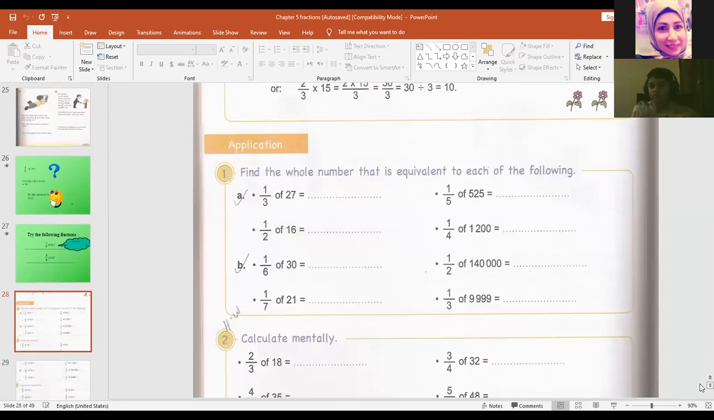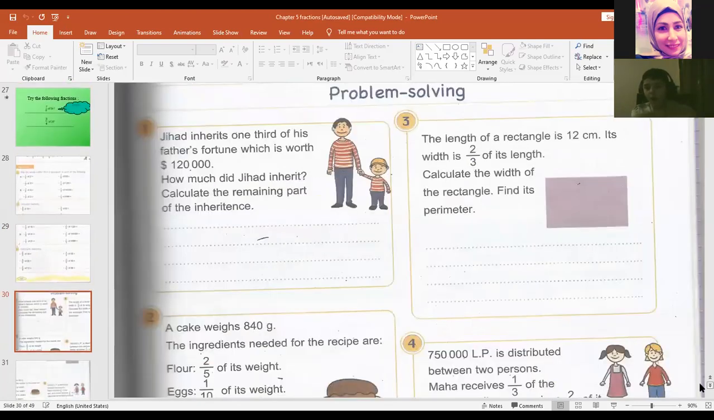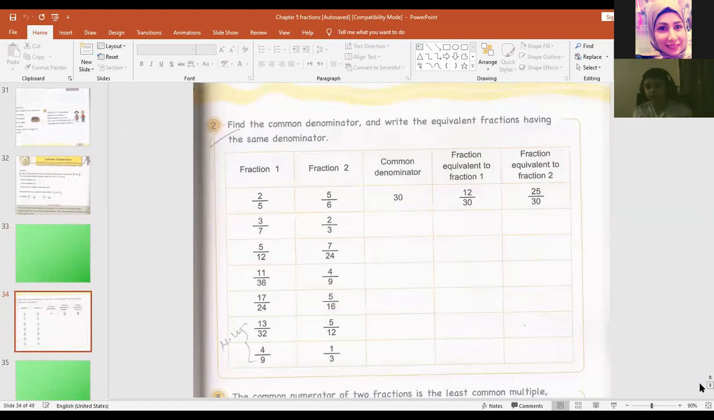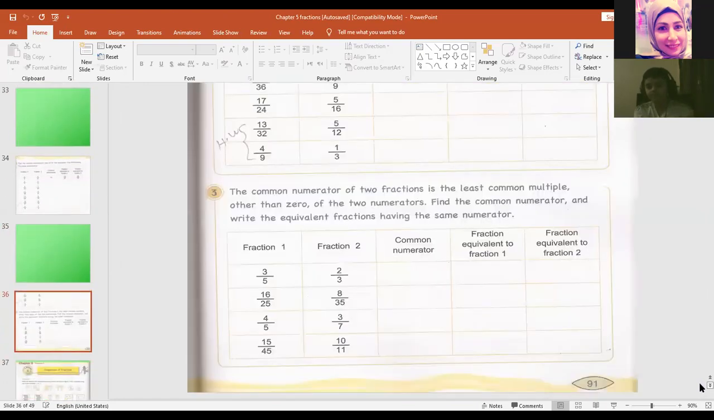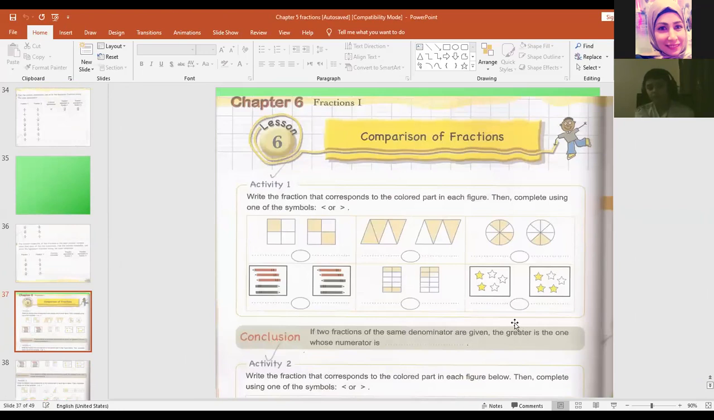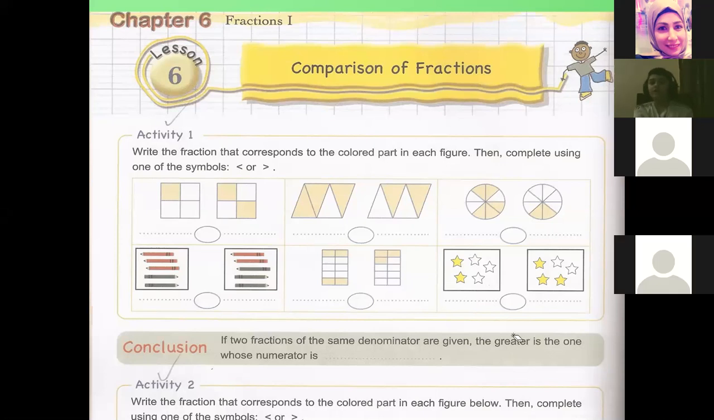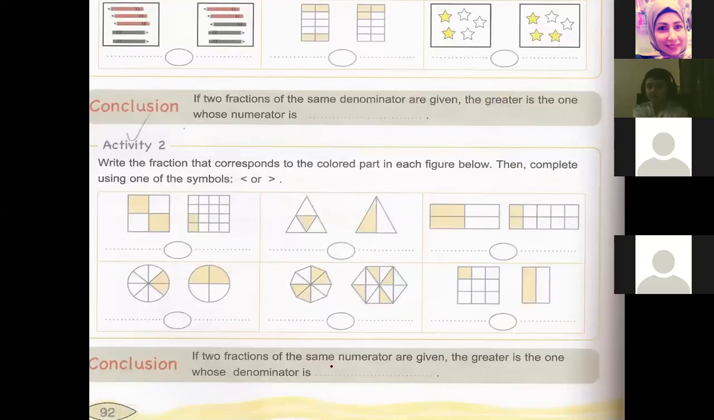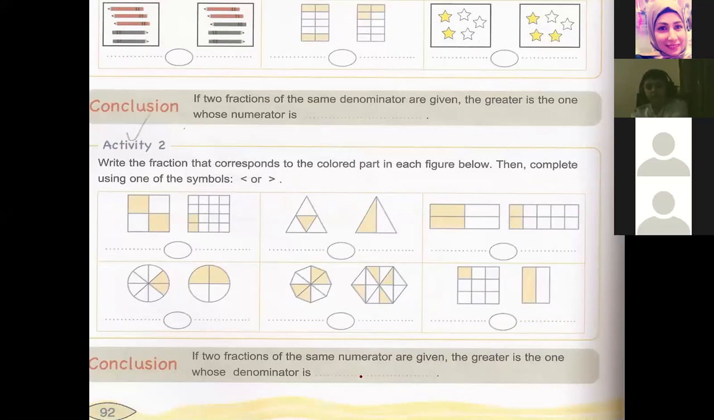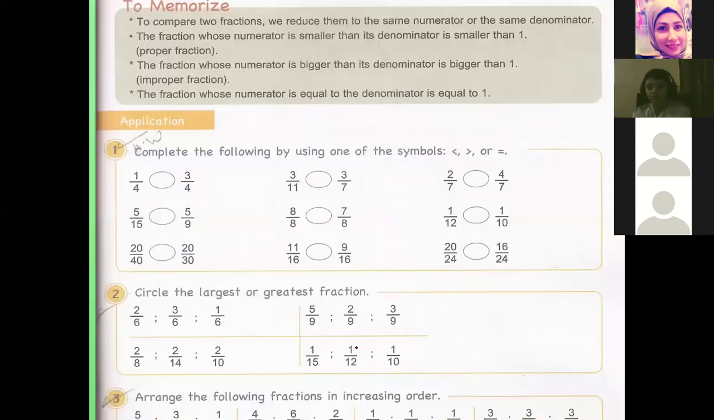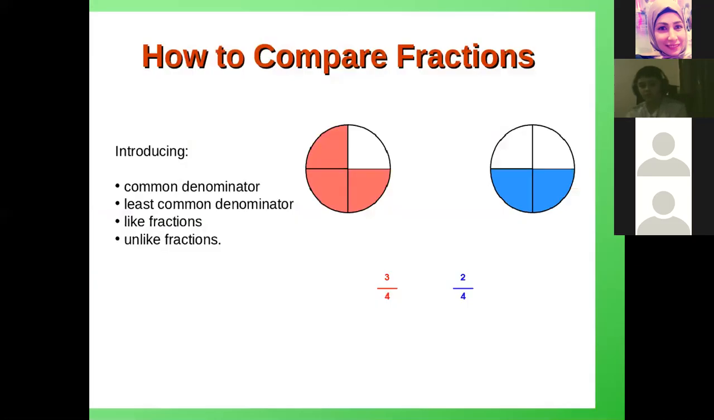So yesterday we explained, we did questions 1, 2, 3. We explained how we compare fractions having the same denominator or the same numerator. If two fractions have the same denominator, the greater one is the one whose numerator is greater. If two fractions have the same numerator, the greater the denominator is, the smaller the fraction. Okay, we did questions 1, 2, and 3.